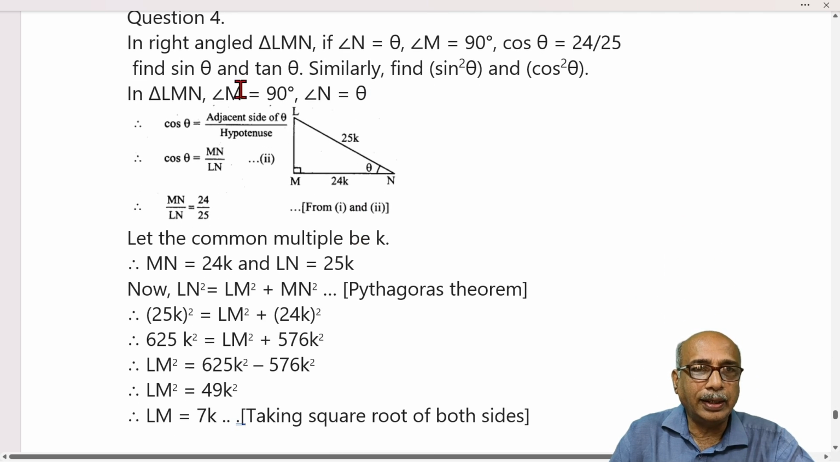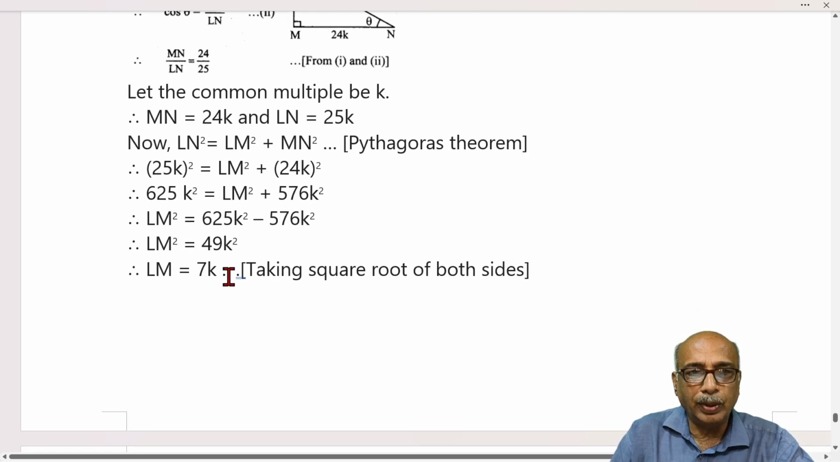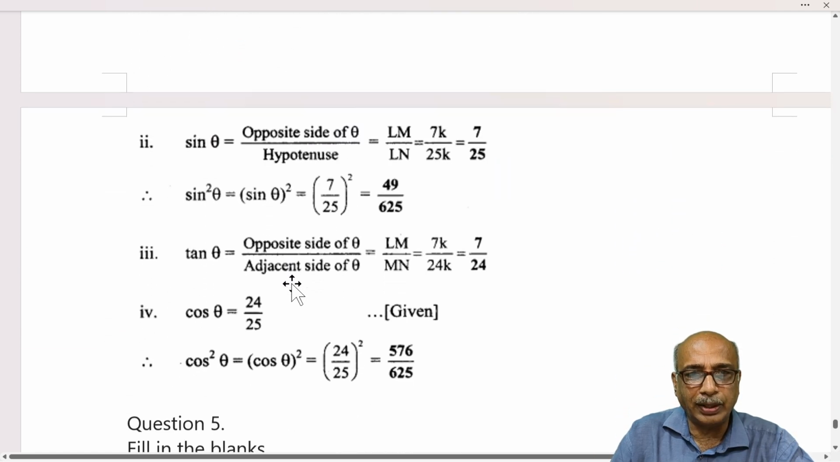Similarly, in right angle triangle LMN, angle N equals theta, angle M equals 90 degree, cos theta equals 24 by 25. We have to find sin theta and tan theta. Similarly, find sin square theta and cos square theta. Method remains the same. Cos theta is given, so two sides are given. Take the common multiple k, apply Pythagoras theorem. You will get LM equals 7k.